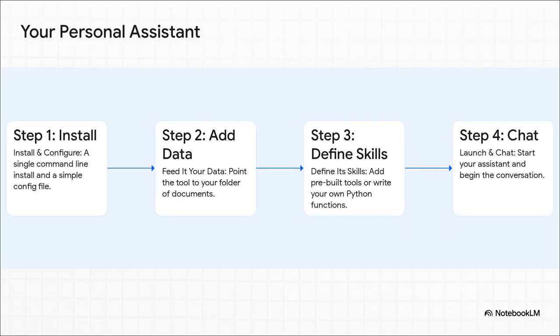And believe it or not, getting started really just boils down to these 4 main steps. You install it, then you just point it toward your data. You know, that folder of notes, articles, or research papers you have. Then you decide what it can actually do. You give it skills. And this is where the magic happens. I mean, imagine teaching it to automatically scan your emails for receipts and then log them in a spreadsheet for you. How cool is that? Finally, you just launch it and start chatting.